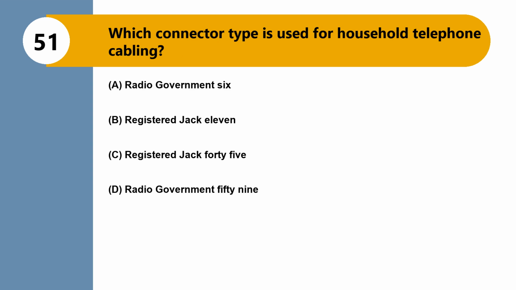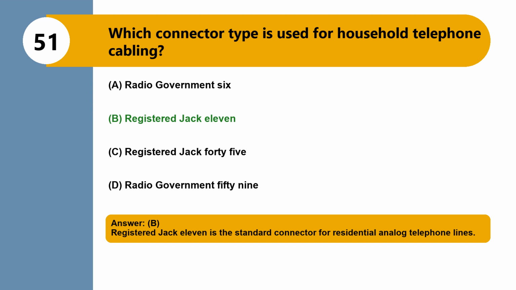Question 51. Which connector type is used for household telephone cabling? Option A, radio government 6. Option B, registered jack 11. Option C, registered jack 45. Option D, radio government 59. The correct answer is option B, registered jack 11. Registered jack 11 is the standard connector for residential analog telephone lines.